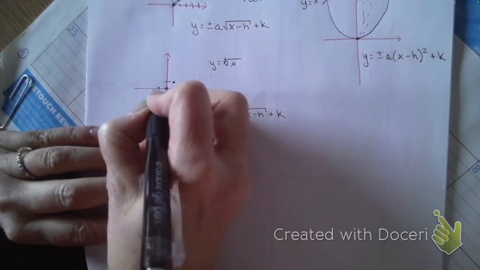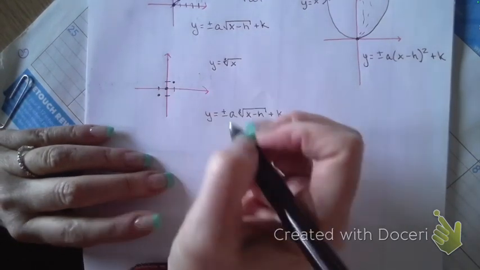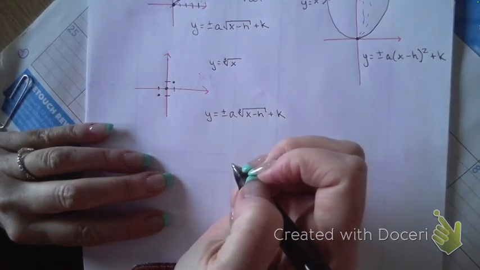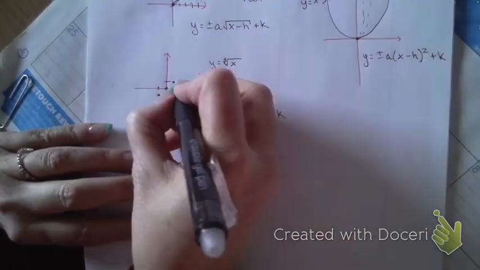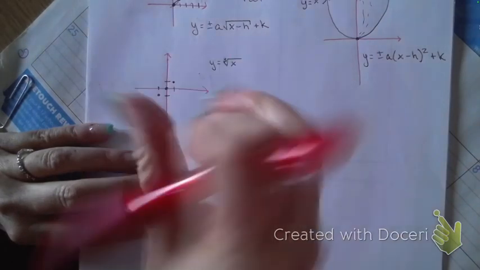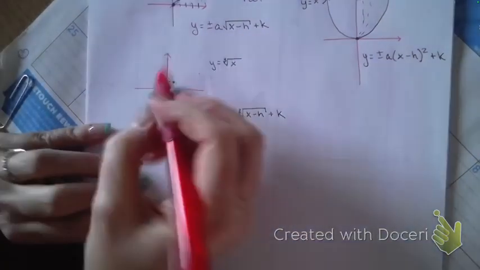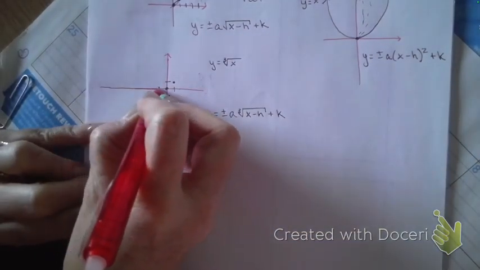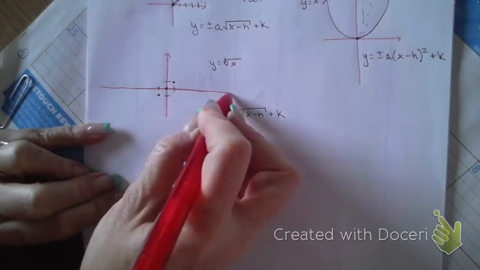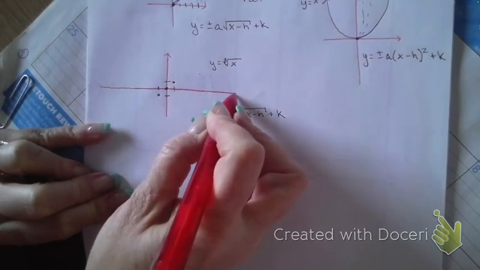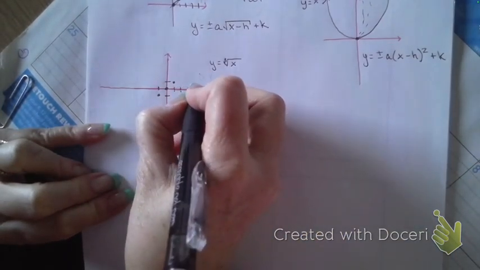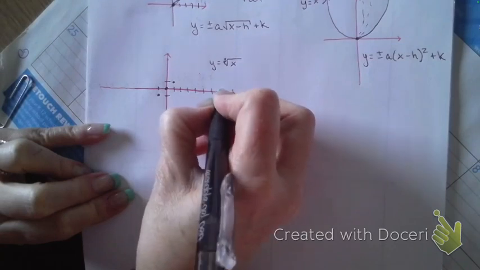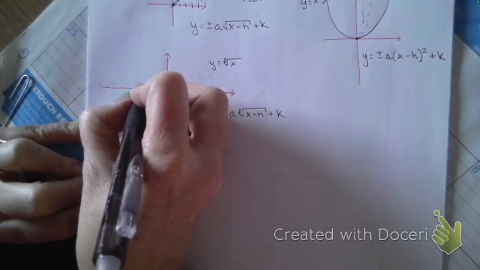What's the next nice cube root? 8, 27. How about 8? We are not going to go any further than 8, because the next one is what? 27. It's the cube root of 8, well, 2 times 2 times 2 is 8. 2 cubed.